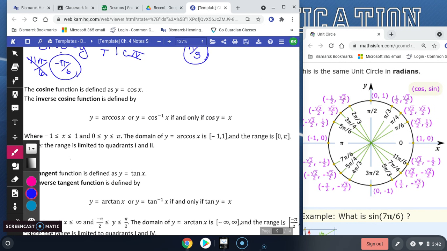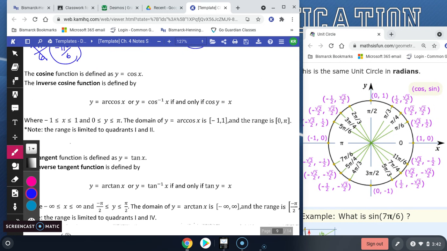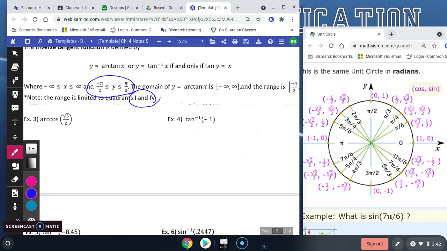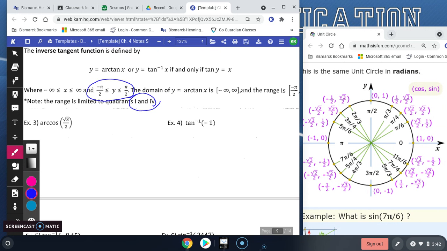Now, cosine, as we saw with the graph, is defined for angles from 0 to pi, which means that arc cosine or inverse cosine is going to be in quadrants 1 or 2. Arc tangent is defined for negative pi over 2 to pi over 2, same thing as sine, and so you are looking at quadrants 1 and 4. So arc cosine: you're looking in quadrants 1 and 2. Again, you can think about which quadrant gives you a positive angle measure.